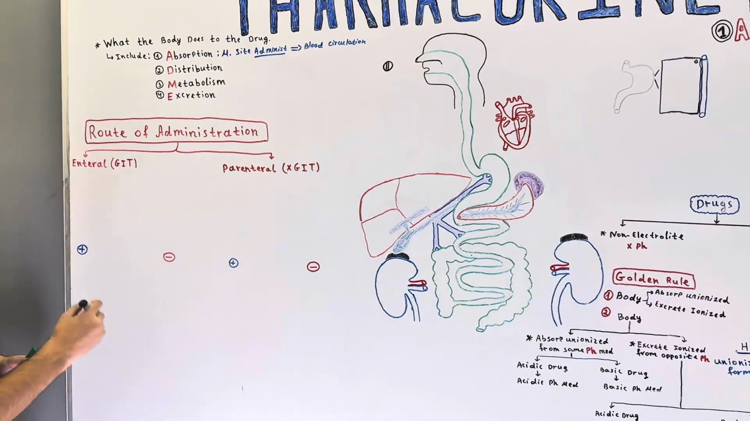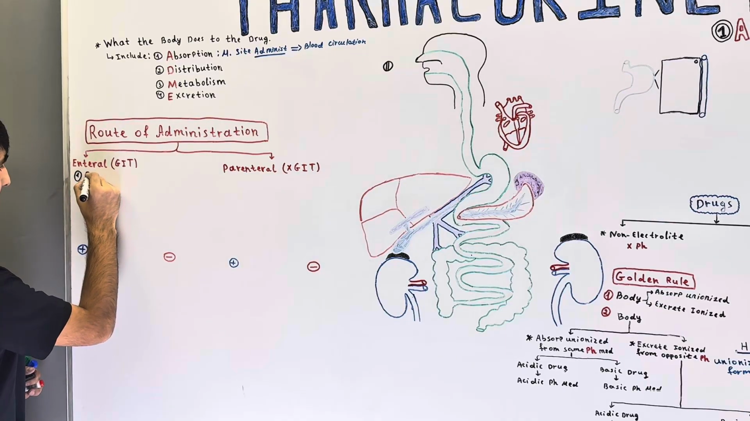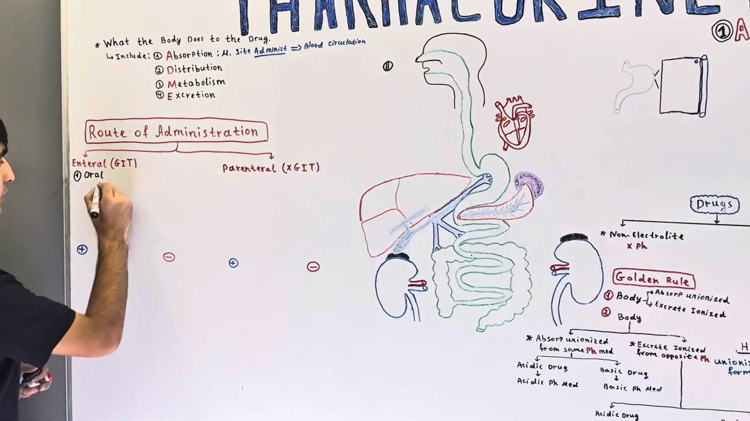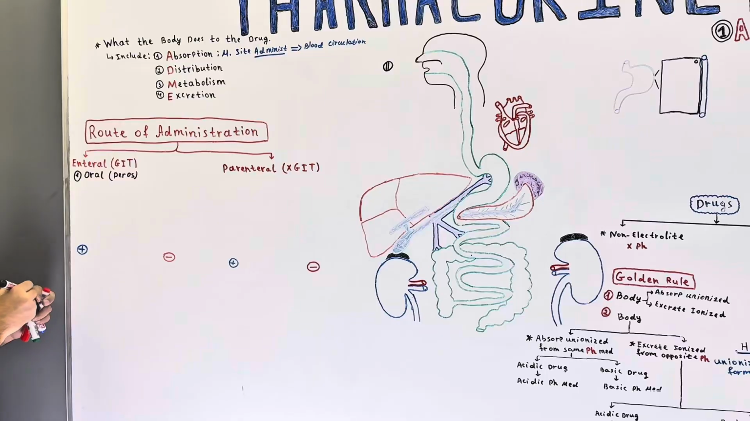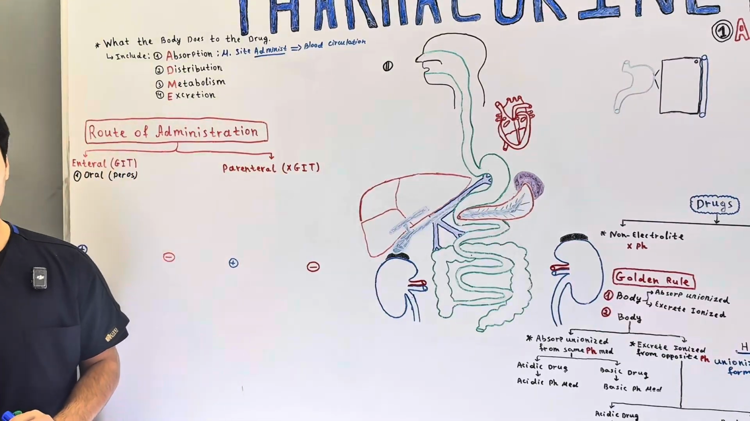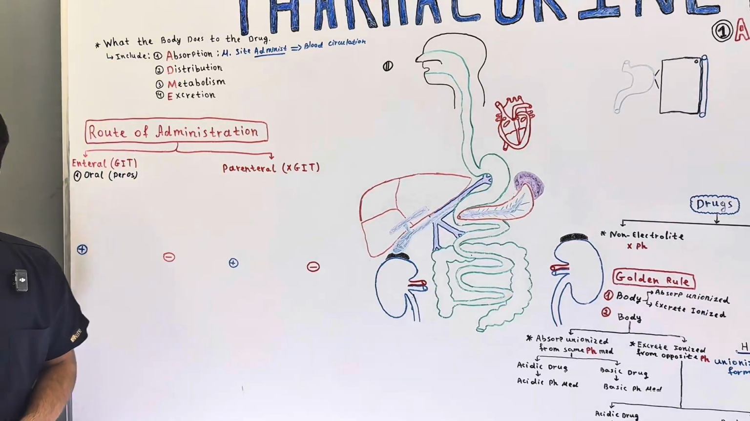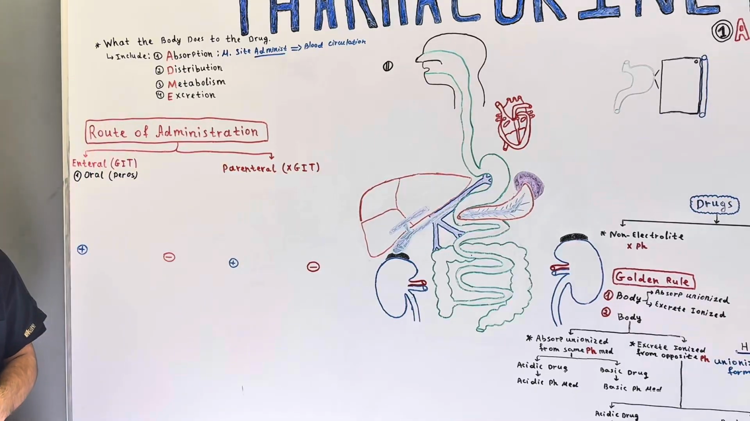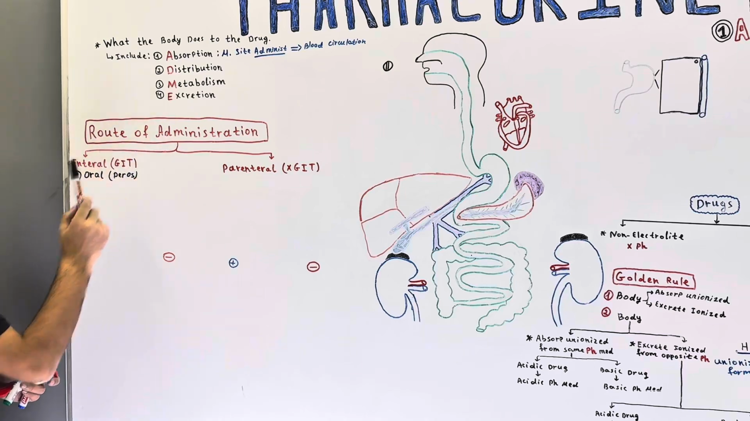So the first one is the enteral type of administration. The first, which is the most common, is the oral type of administration, also known as per os, where the drug is taken through the mouth. The patient puts the drug on the top of the tongue, then swallows it to the pharynx. From the pharynx it goes to the esophagus, then ultimately reaches the stomach and intestine. It is the first route of the enteral type of administration.